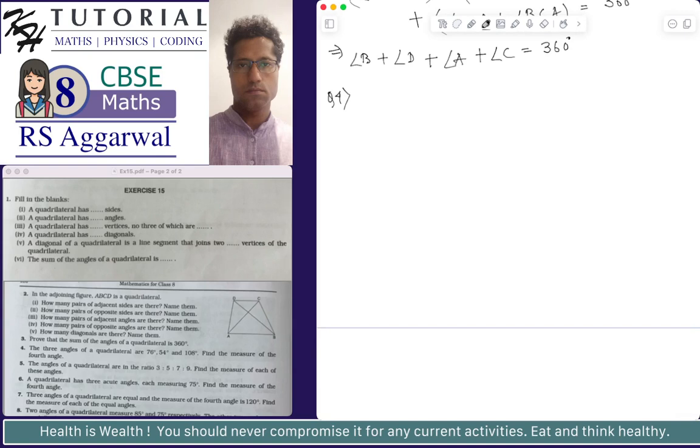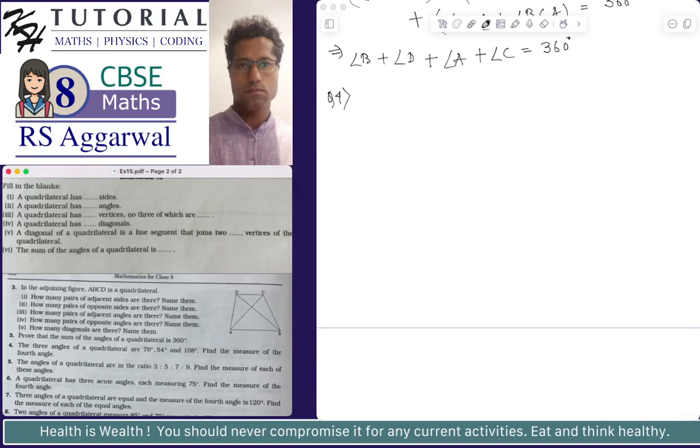Let me see if I can zoom in a little bit. Okay, the three angles of a quadrilateral are given: 76 degree, 54 degree, and 108 degree. It is asking to find the measure of the fourth angle.